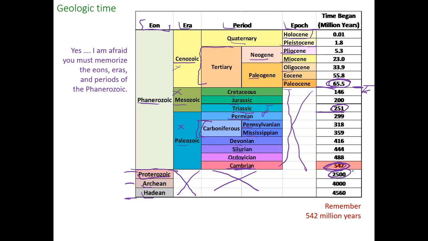2,500 million years ago, that's the same as 2.5 billion years ago, for the beginning of the Proterozoic. 4,000 million years ago, which is the same as 4 billion years ago, that's the beginning of the Archean. And of course, 4.5 billion years ago, 4,560 million years ago, for the beginning of the Hadean.